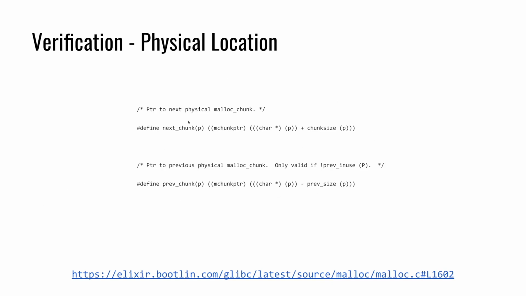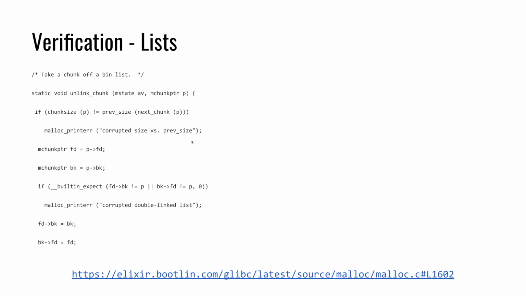Again, these are about locality. So when we say next chunk or previous chunk, we're talking about where in memory. When we're talking about forward and backward pointers, we're talking about the list of the bins.